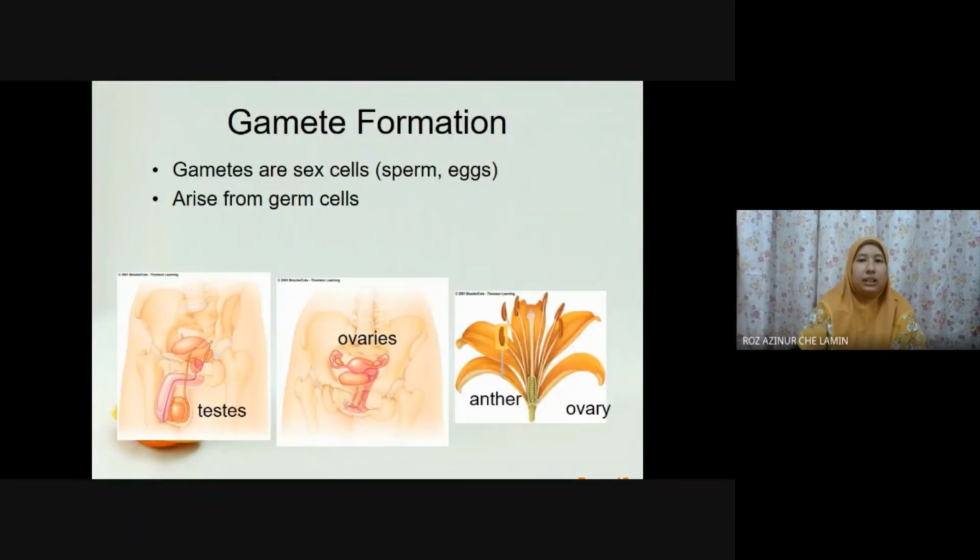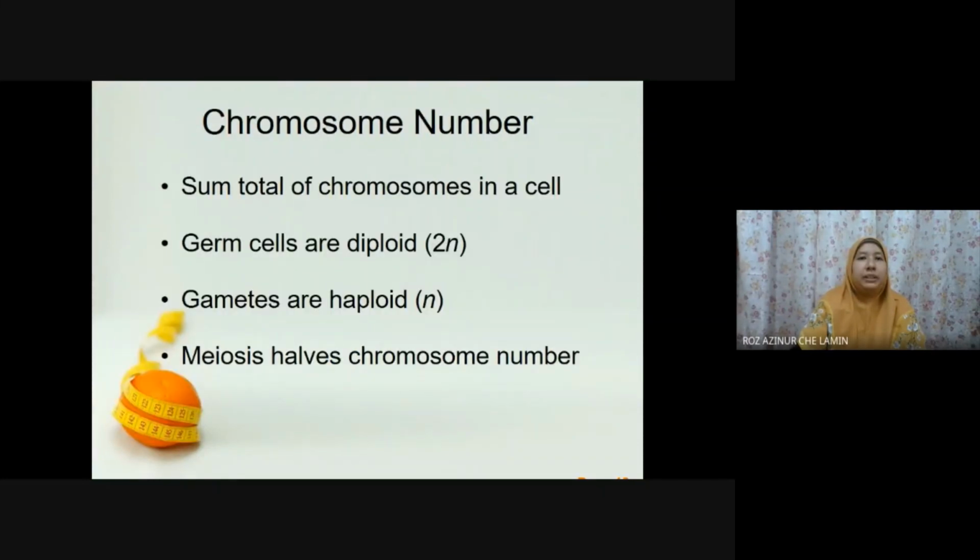So this is an example of gamete formation. For humans, it is from the testes in males and the ovary in females. In plants, it can be the anther and also the ovary. Basically, for chromosome number, the sum total of chromosomes in a germ cell is diploid, which is 2n, while the gamete is haploid, which is n. The meiosis process halves the chromosome number.